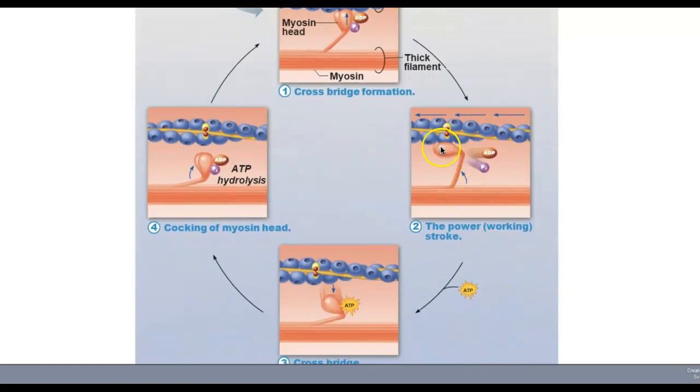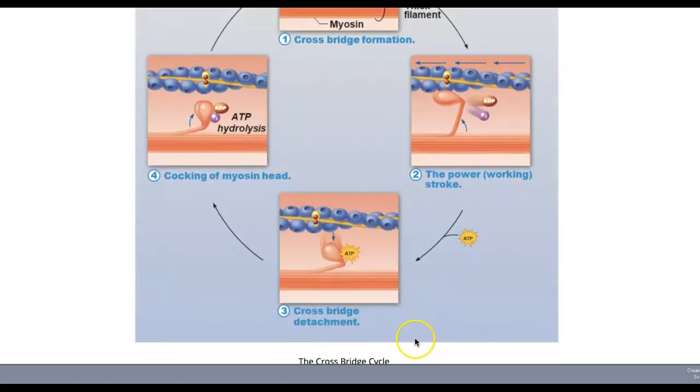Okay. After the myosin head has pivoted, ADP and phosphate are released from the ATP binding site, and that allows step 3 to happen. Step 3, cross-bridge detachment: a new molecule of ATP comes along and binds to the ATP binding site at the base of the myosin head, and that causes the myosin head to release from actin. Without the new ATP binding, this releasing can't happen. So the cross bridge is detached.